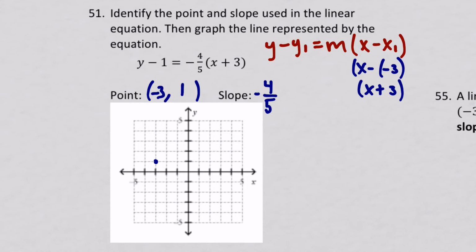And then use the slope as instructions, right? Negative 4 over 5 means go down 4, to the right 5. So from that point, I'm going to go down 4, 1, 2, 3, 4, right 5, 1, 2, 3, 4, 5. So I will end up right here. Down 4 to the right 5 lands me right there. And then I connect them and I'm done. There is my line. And there's your equation of your line.